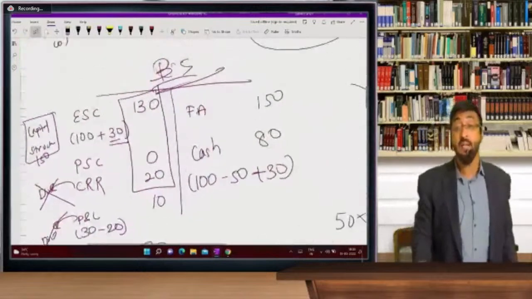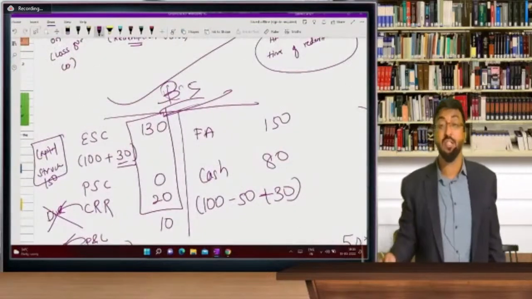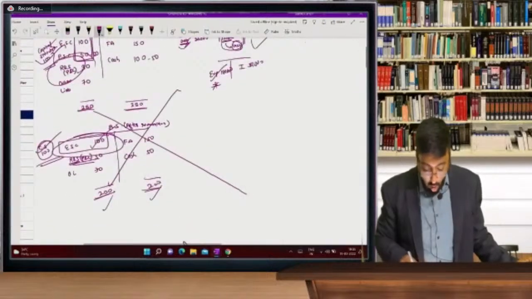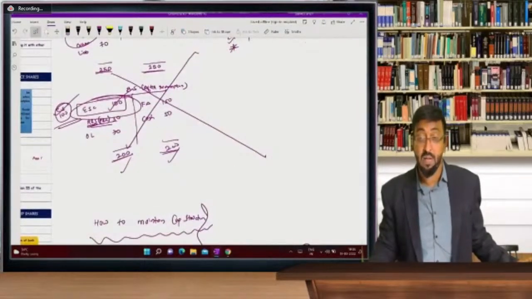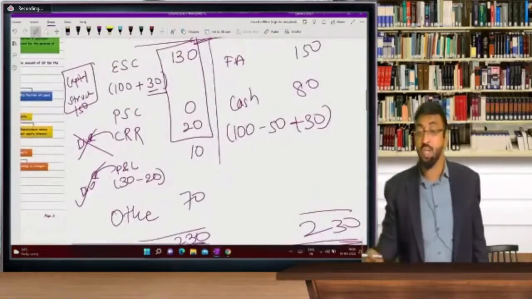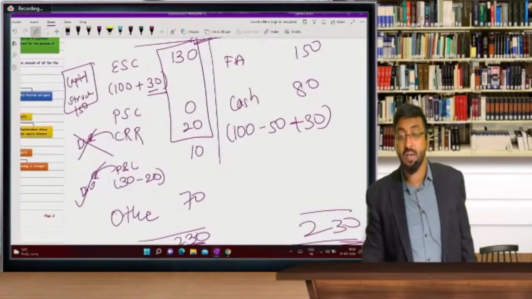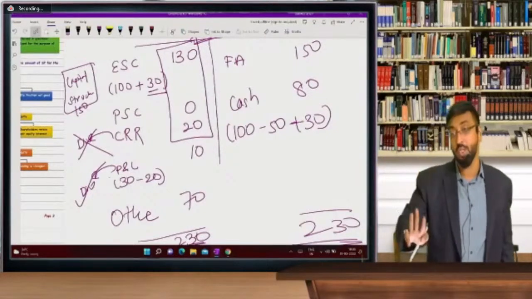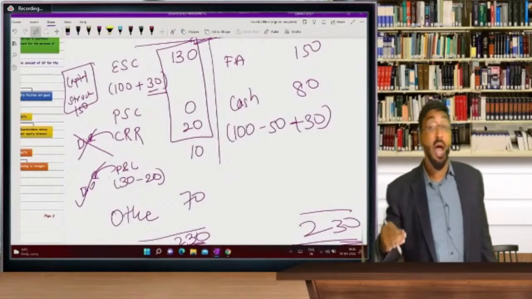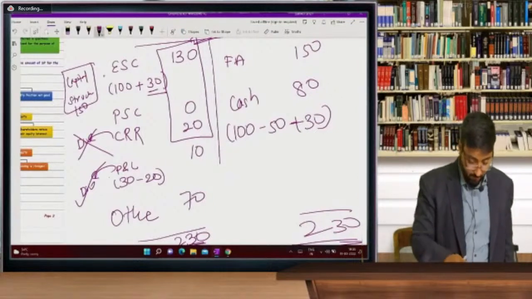And see, this is how my correct balance sheet is going to tally. This balance sheet is wrong after redemption. And the correct balance sheet is this: either go by equity shares, or go by CRR, or go by a combination of both. Capital structure has to be maintained after redemption.